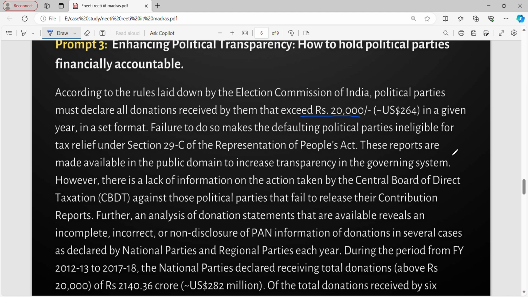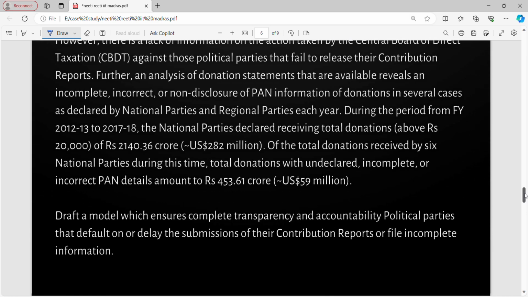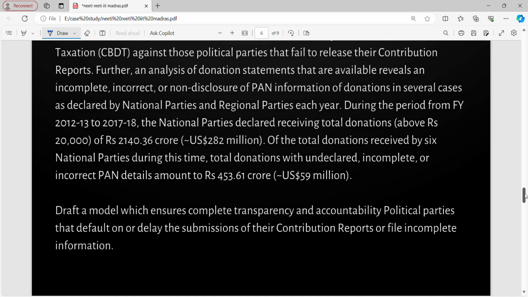During the period from financial year 2012-13 to 2017-18, the national parties declared receiving total donations above rupees 20,000 of rupees 2,140.36 crores. Of the total donations received by 6 national parties during this time, the total donations with undeclared, incomplete or incorrect PAN details amount to rupees 453.61 crores. Draft a model which ensures complete transparency and accountability.